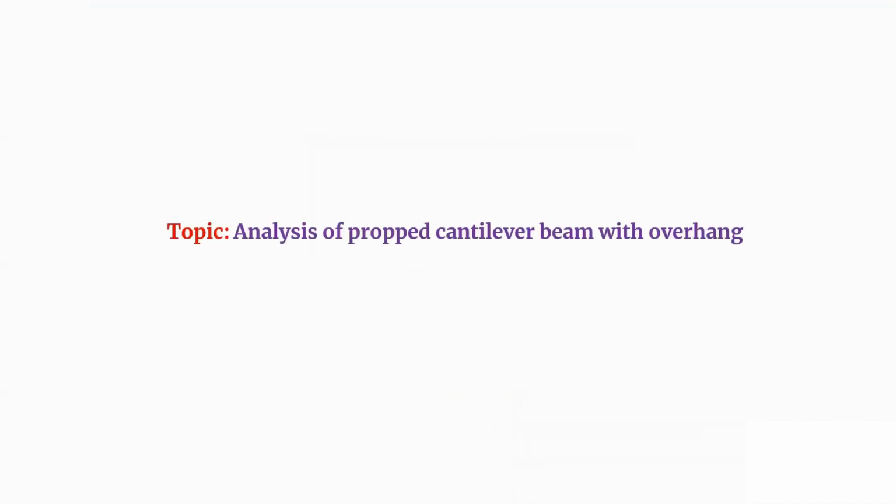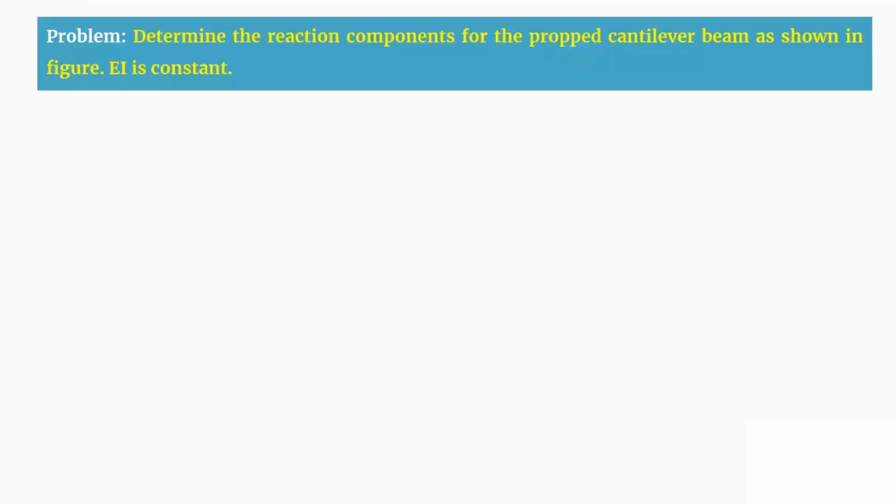In this lecture, we are going to see the topic that is related to analysis of proper cantilever beam with the overhang portion. Coming to the question, determine the reaction components for the proper cantilever beam as shown in figure. And here EI is taken as constant throughout the entire beam.